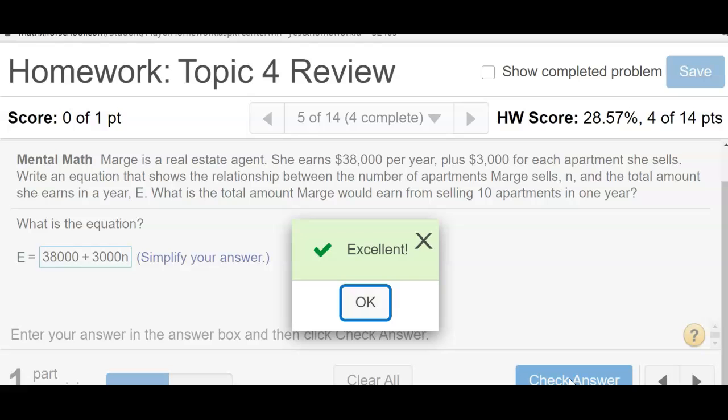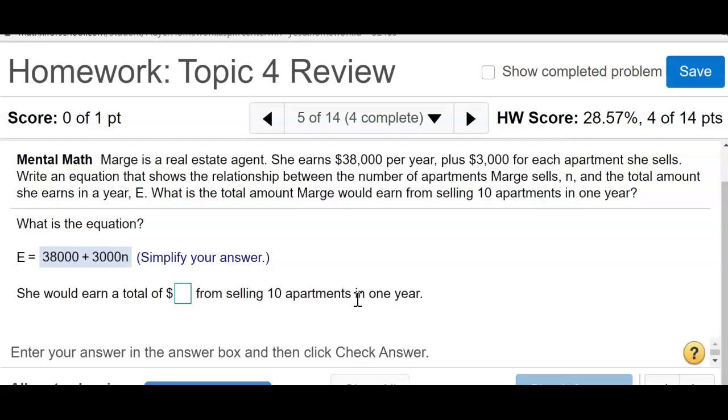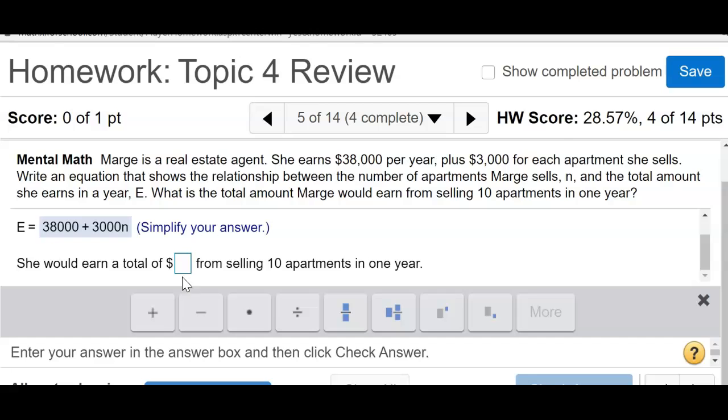Everyone good on that? All right, how much money does she make if she sells 10 apartments? Sydney. 68,000. And we have 68,000. Do we agree? All right.